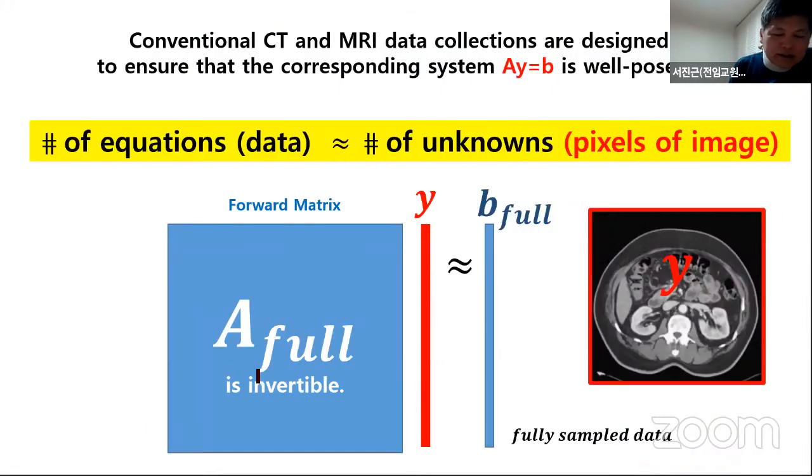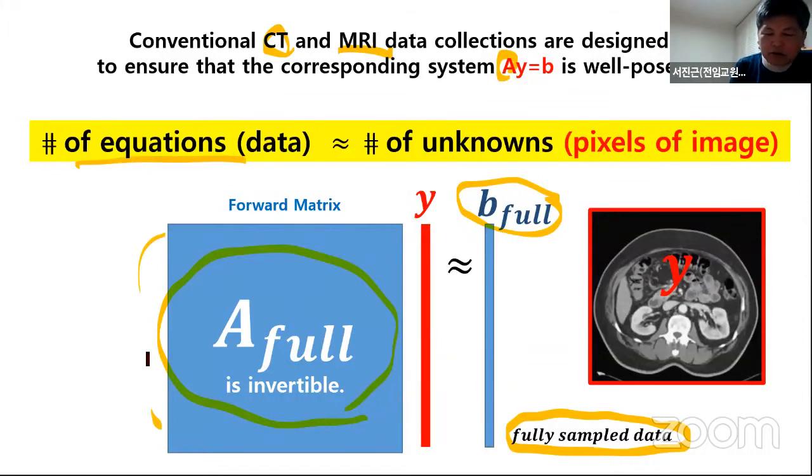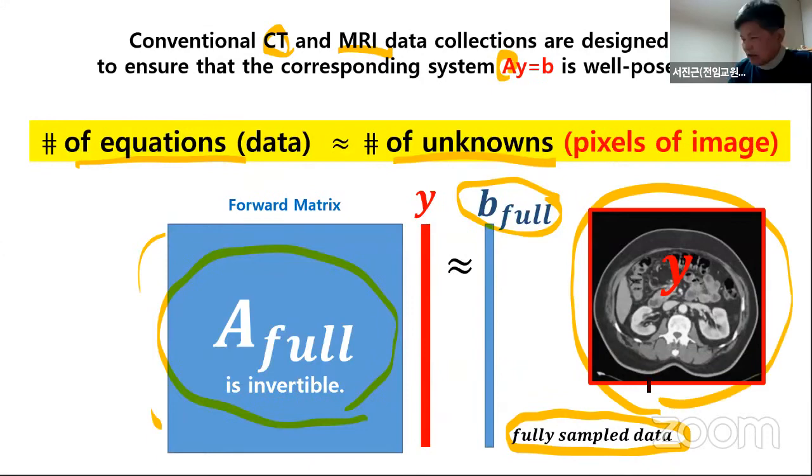In the classical sense, conventional CT, computerized tomography, and MRI data collections are designed to ensure the corresponding system is well-posed. That means you take the fully sampled data, let us denote it by b_full, and the corresponding matrix should be invertible. To do that, the number of equations, the number of rows, and the number of unknowns, the number of columns, should be the same. The number of unknowns is the number of pixels of the image.